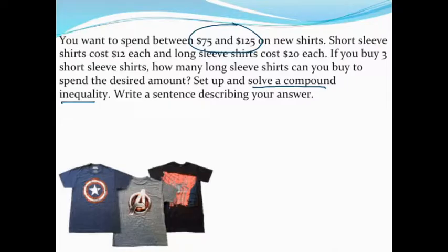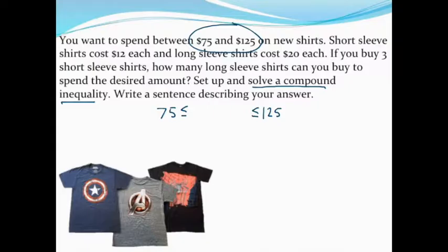First thing, I know that I want to spend between $75 and $125. So I'm going to start with those, and I'm going to do an and inequality. On the low end of my budget, I want to spend at least $75. But on the high end, I don't want to spend more than $125. I'm going to use those to set up the bounds, or the range, of how many shirts I can buy. In the middle is where I'm going to put my algebra part of this problem.